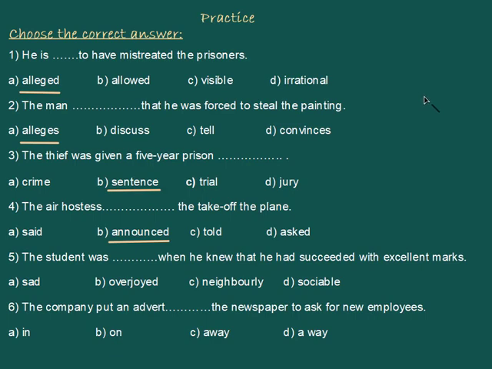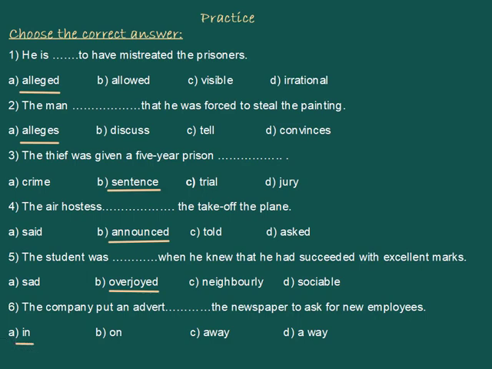So of course he is extremely happy, so he was overjoyed. And number 6, the company put an advert, blank, the newspaper to ask for new employees. So what's the preposition here? The right preposition is the word in. He put an advert in the newspaper.